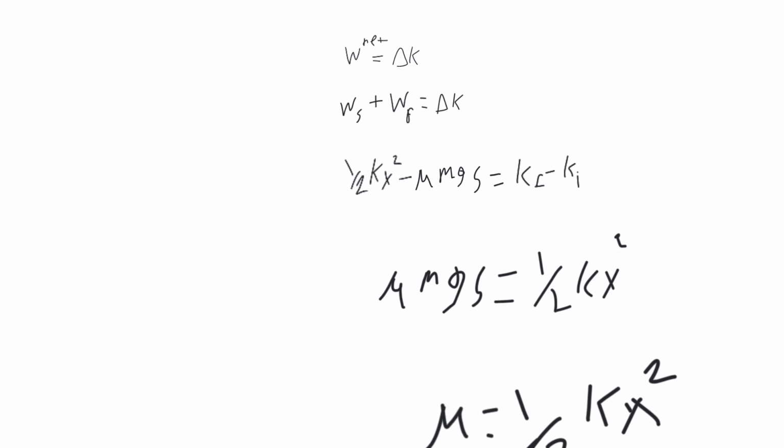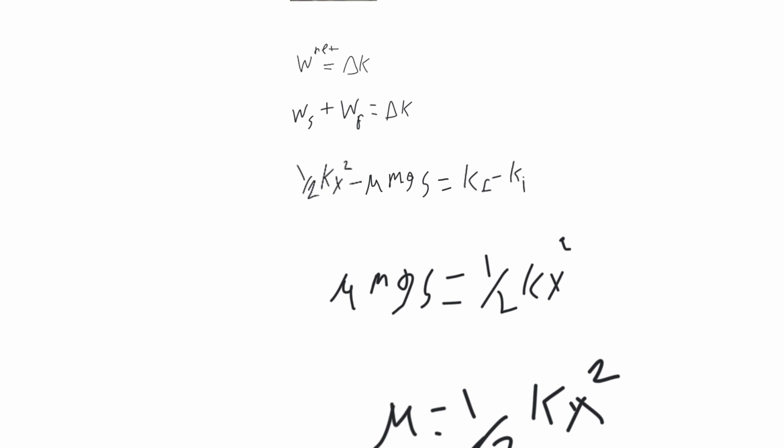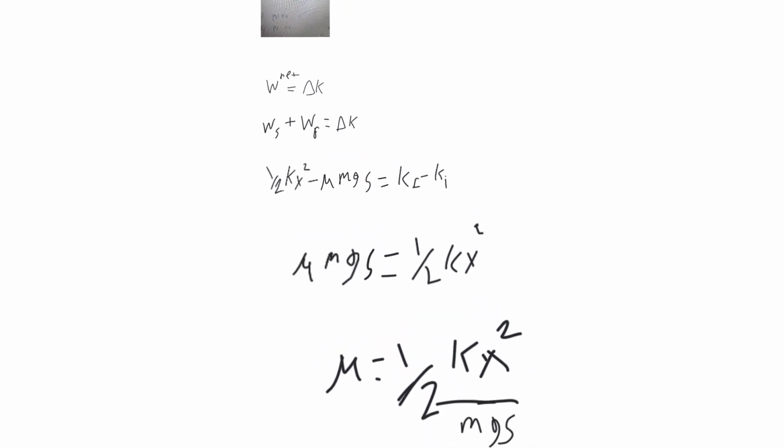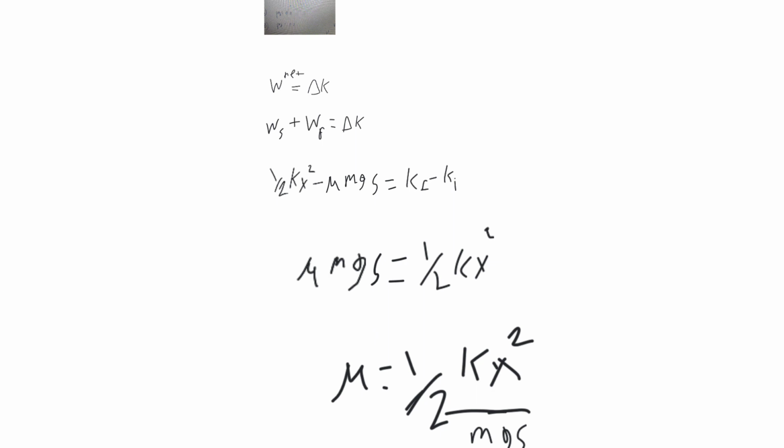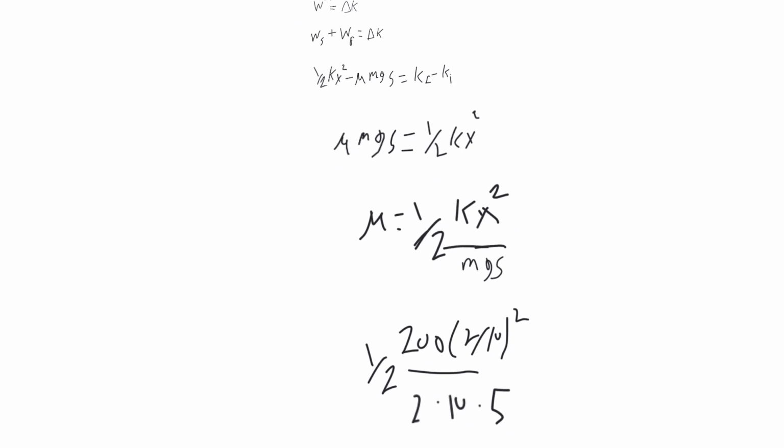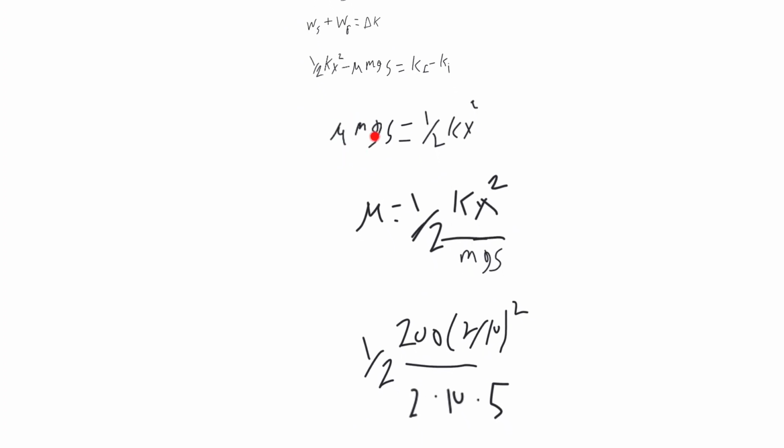And the work of the spring is going to be half of kx squared, and that's because of basically almost like a base times height sort of thing that happens, and it gives us half kx squared. And then we have the work of the friction. We already know it's going to be mu times the normal times the distance, which we're going to say is s. And then we have the change in kinetic energy. Now the change in kinetic energy is going to be equal to 0, right?